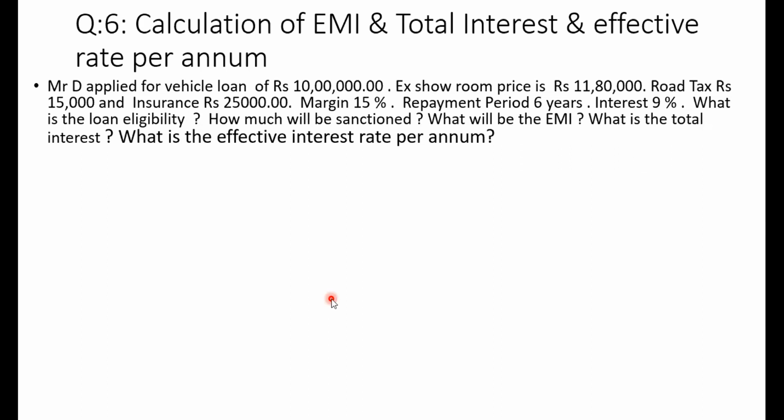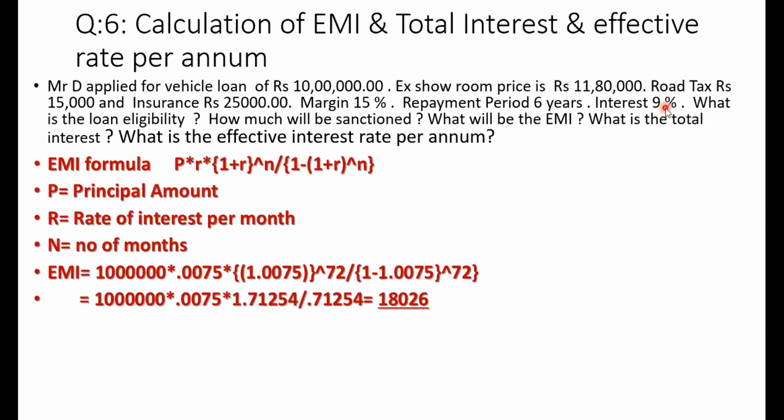What is the effective rate per annum? Now, though we are giving the rate as 9% per annum, because every month he is paying, the overall rate will not be 9%, because the balance is reducing every time, the reducing balance method. So if you calculate overall, it will be something less than 9. How to calculate this? This is the formula.